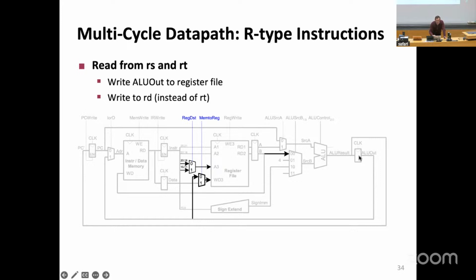Now, at the write back stage of this part of an R-type instruction, we take the result in the ALU, and we need to put it into the register file.